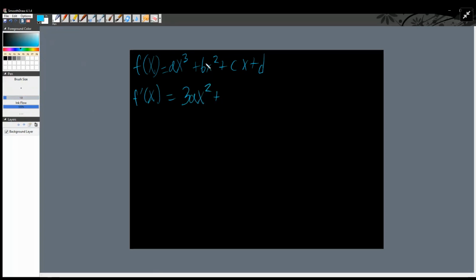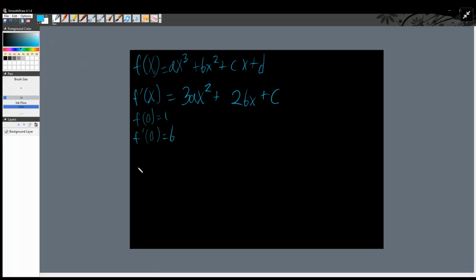Following the same process, we have b times x squared, so that's going to be 2 times b times x to the 2 minus 1, so 2bx for this term. Then we just have cx, so we just leave this as a c, and since d is a constant, it becomes 0. All right, f of 0 equals 1, and f prime of 0 equals 6.